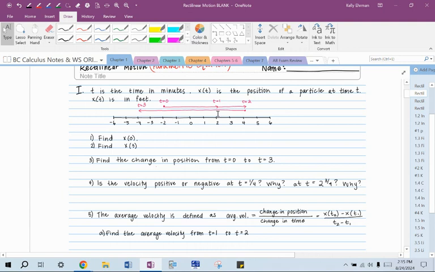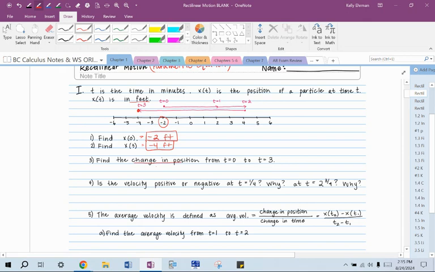Okay, find x of 0. So this means when t is 0, what position is the particle sitting on the x-axis? So at t equals 0, we're sitting here at -2, and this is feet. When time is 3, where is the particle? The particle is at -4 feet.